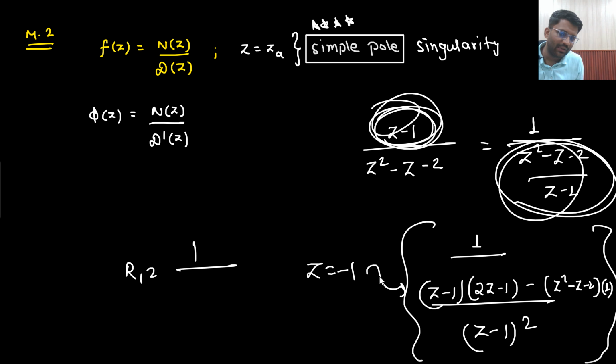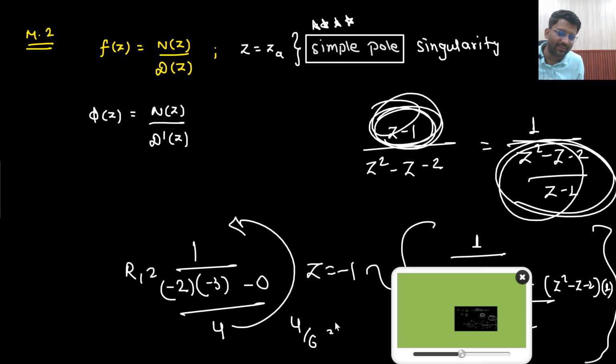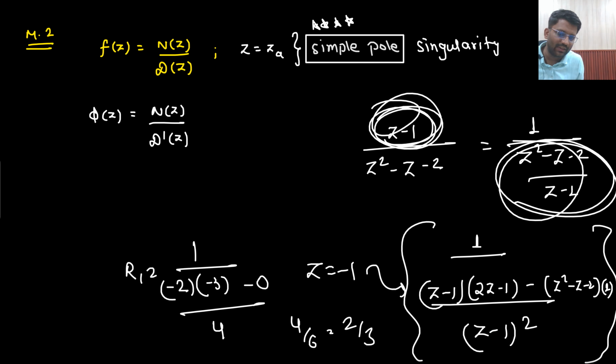What will be the value? Z equals to minus 1 you put. So this will become minus 2. If I put z equals to minus 1 here, what will it become? Minus 3. If I put z equals to minus 1 here, this will become 0. If I put z equals to minus 1 here, it will become 4. So what is the answer? 4 by 6. This 4 goes upward. 4 by 6. That means it is again 2 by 3 only. Yes, I will get the same answer.